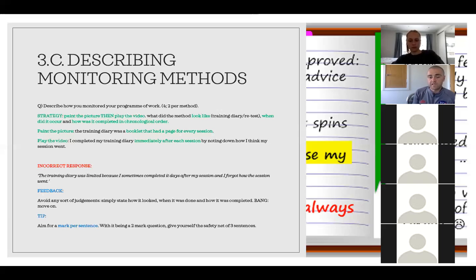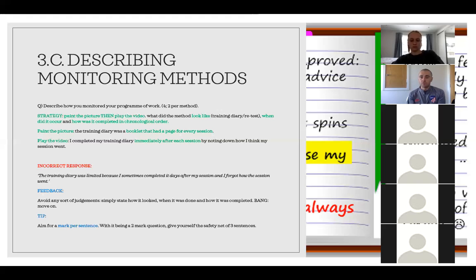Now, a key thing here, folks, is something to notice, and we see this sometimes: you can do a retest at the halfway stage as well as the final stage. If you talk about a retest, it's very important to talk about that retest at the halfway stage, because that refers to some sort of monitoring happening during the program. Might not be every session, but at least it's during.